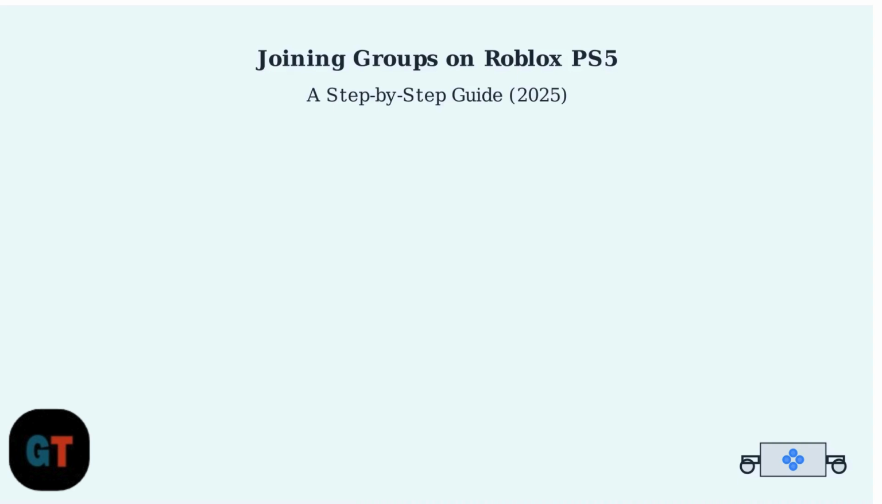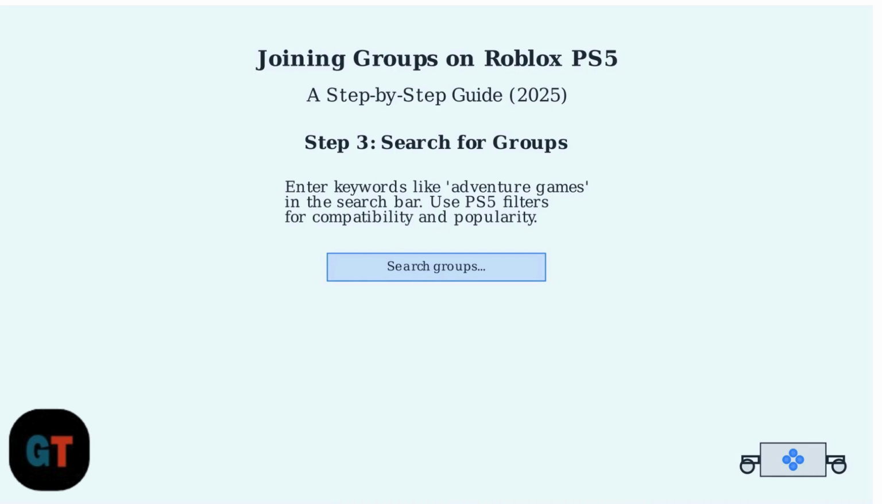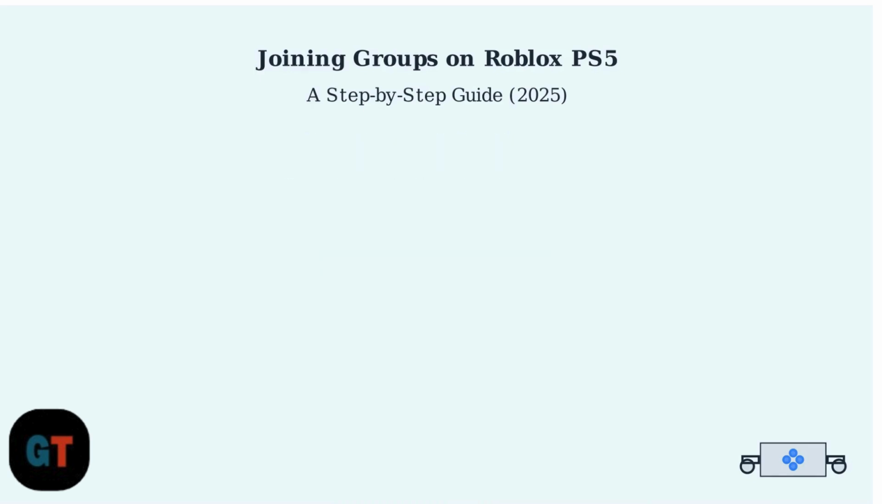Groups are community hubs for games and events. In the Groups tab, use the search bar to find groups by keywords. PS5 filters help narrow by console compatibility or popularity. AI may suggest groups based on your history.